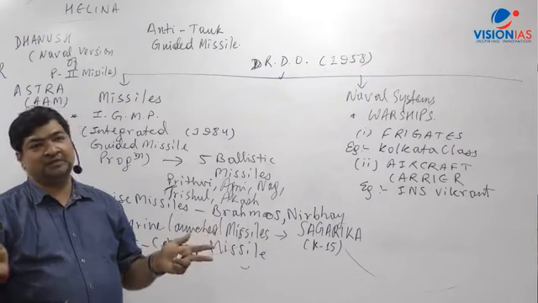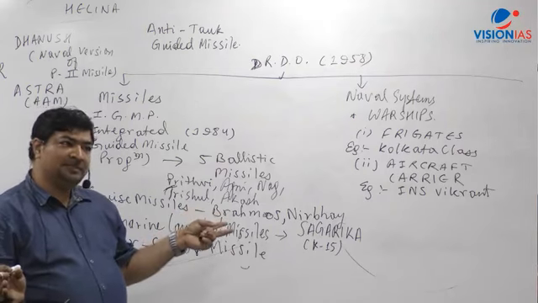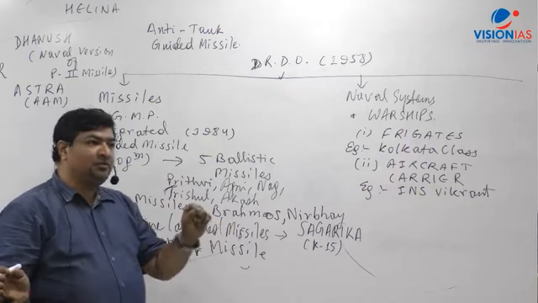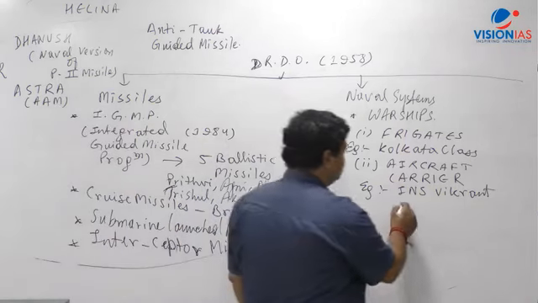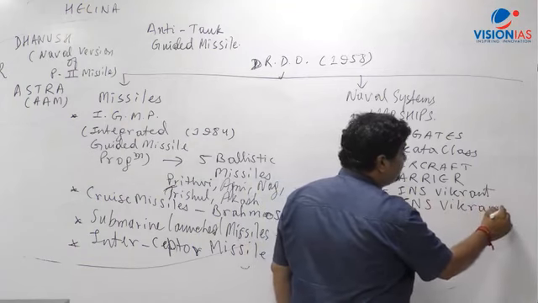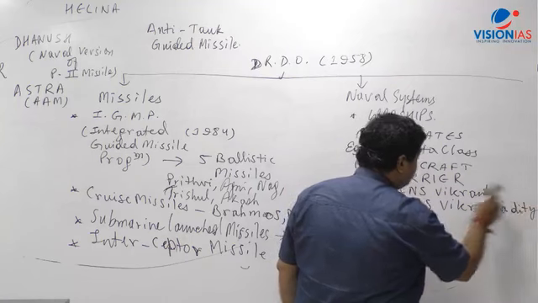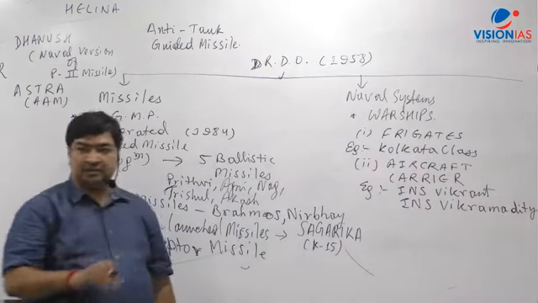Kochi Shipyard Limited, Kochi, Kerala. There we are building this Vikrant. Right now what we have in operation is Vikramaditya. At Kochi Shipyard Limited in Kerala, we are building the second Vikrant there.